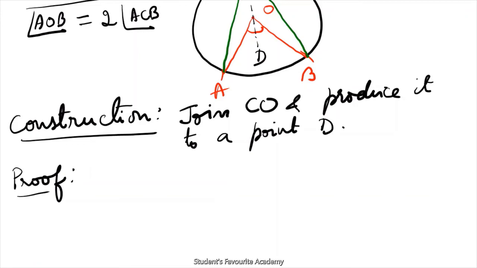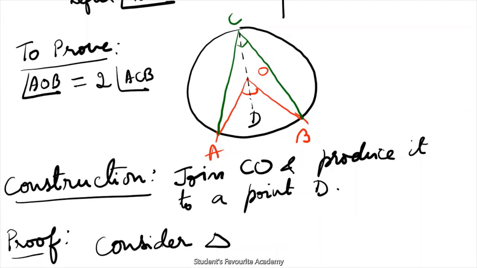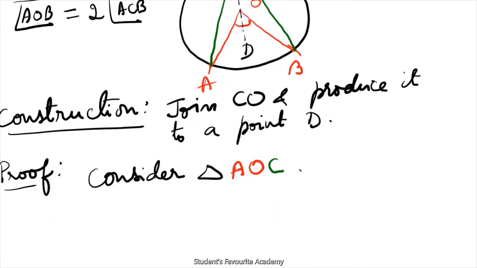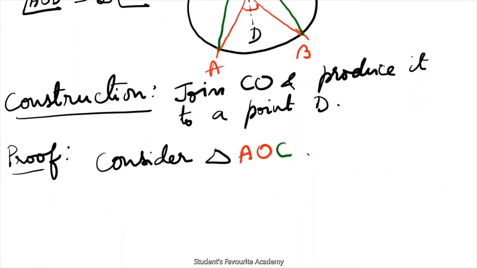The proof. Now consider triangle AOC. Okay, AOC. This is the triangle you have to consider. Now in triangle AOC you have OA is equal to OC. They are the radii of the same circle, isn't it?